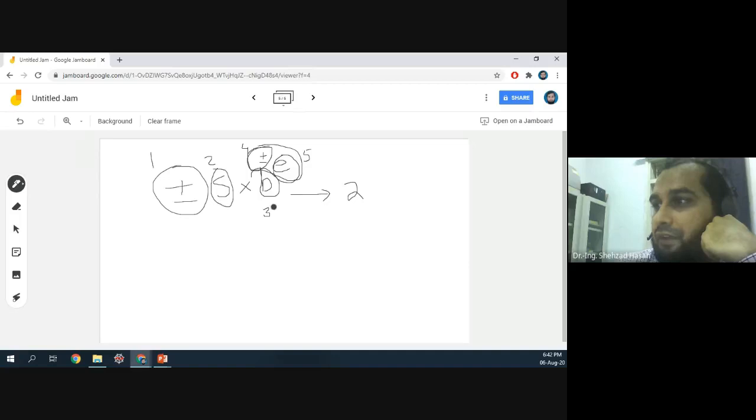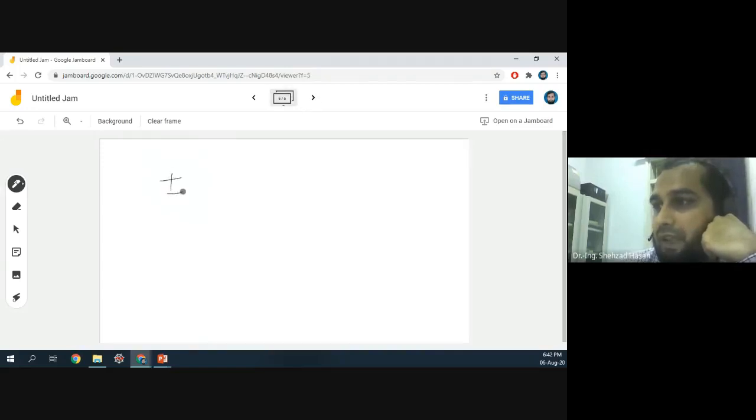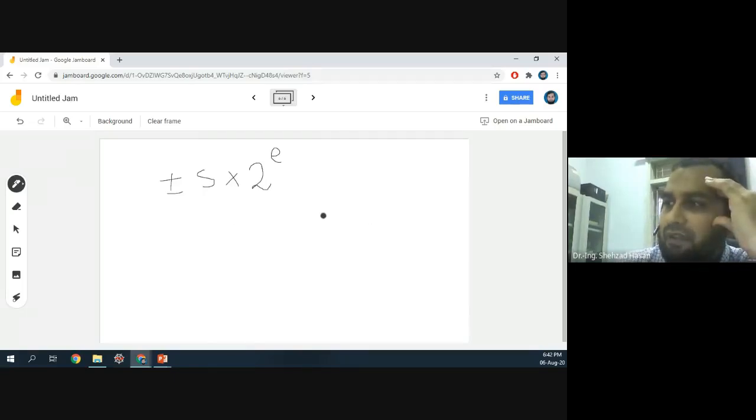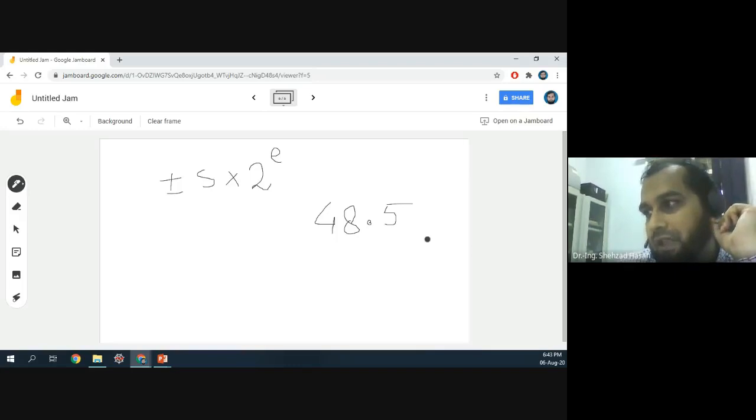So we have numbers represented in this way. What we have done is we have said that this can be stored as plus minus s into 2 raised to power some number e, because the base is fixed, and you can have positive e as well as negative e. Let me say I want to store a number like 48.5. This is the decimal number, so I need to convert that first of all.